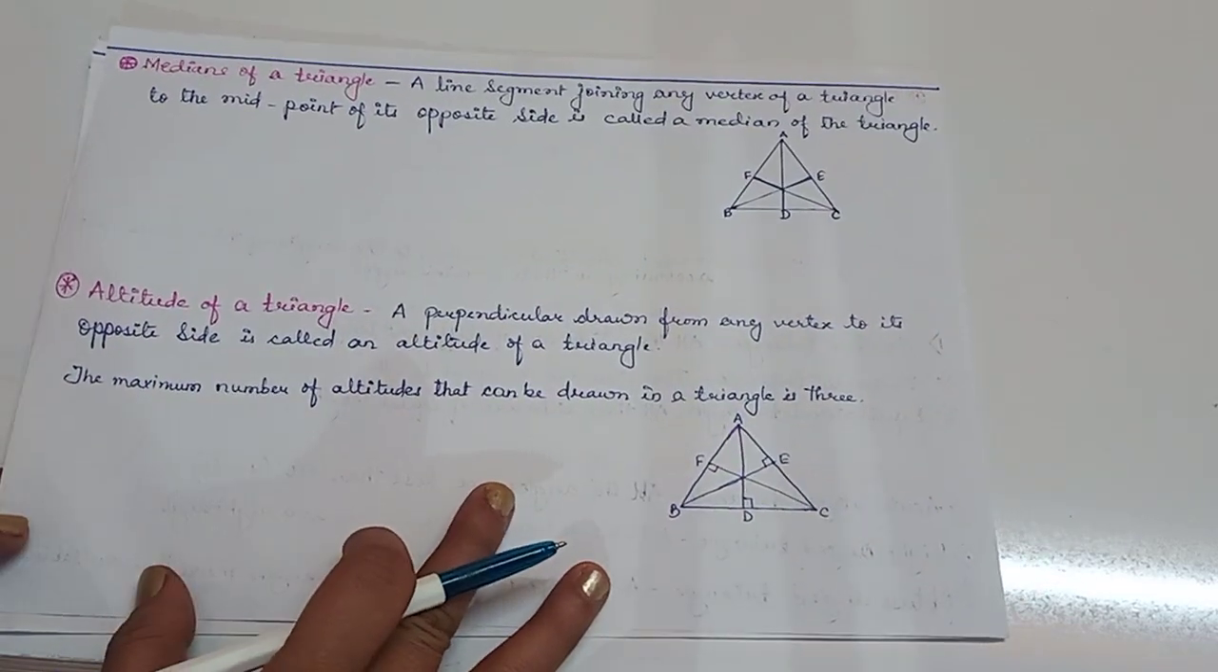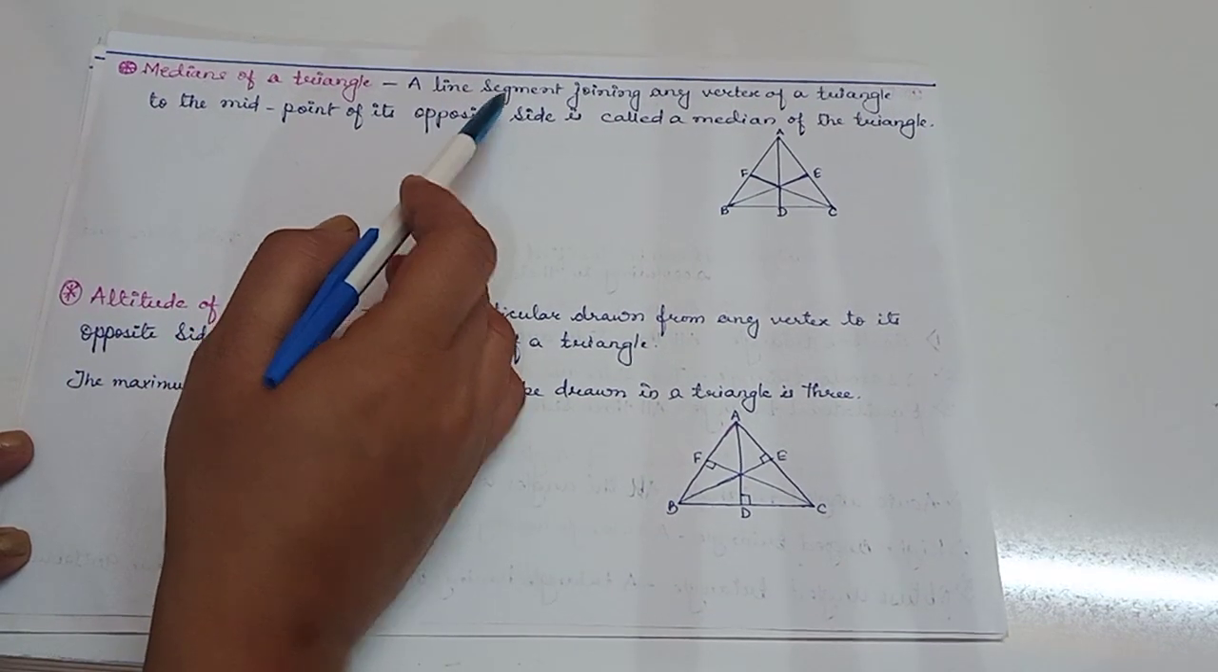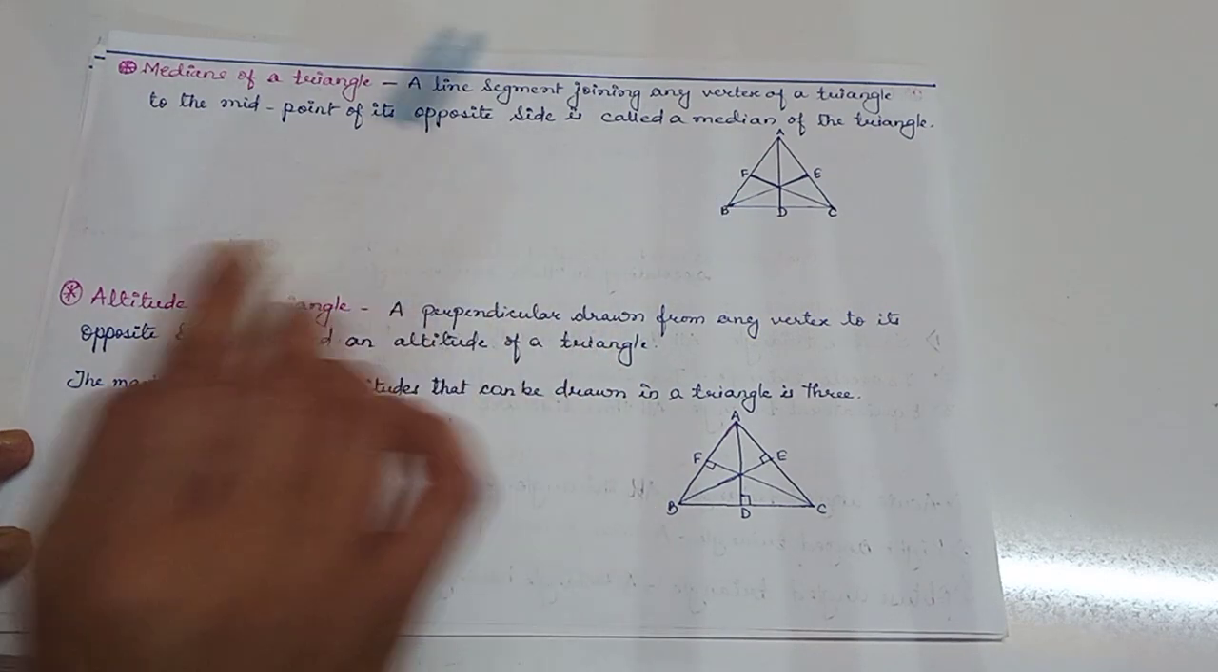Now let's move on to another topic, that is the median of a triangle. What is basically a median of a triangle? A line segment joining any vertex of a triangle to the midpoint of its opposite side.